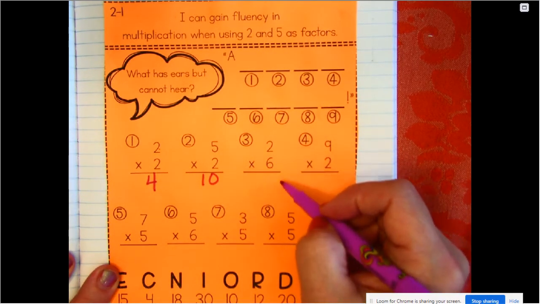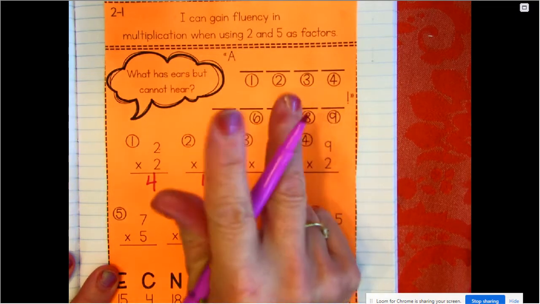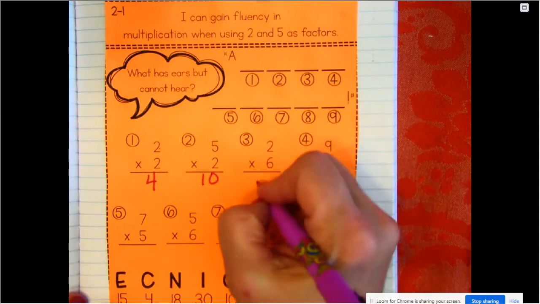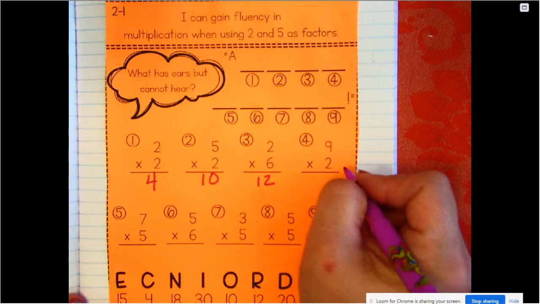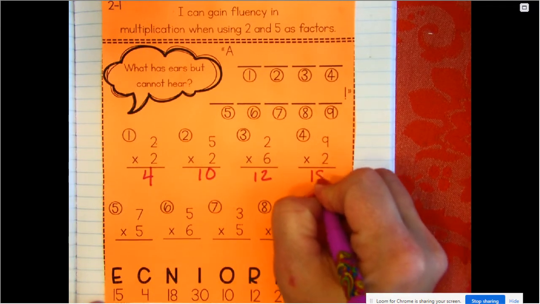What would 2 times 6 be? If you count by 2s, 2, 4, 6, 8, 10, 12. What would 9 times 2 be? 9 plus 9 is 18.